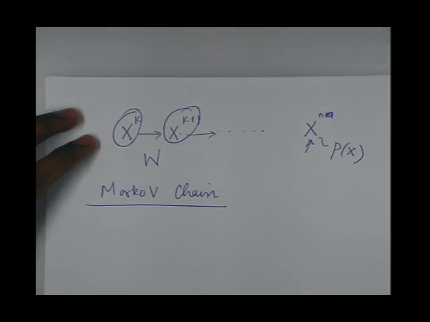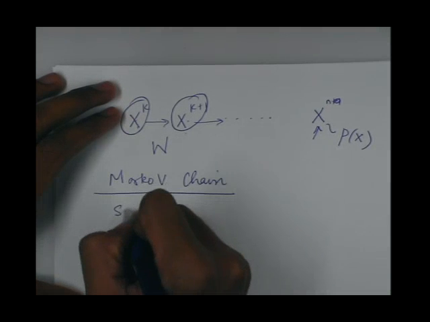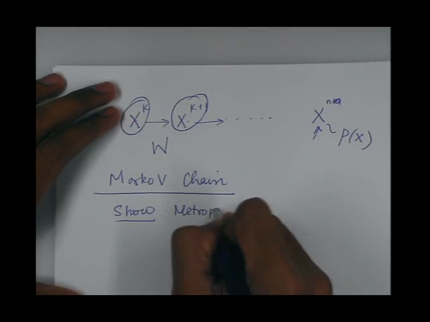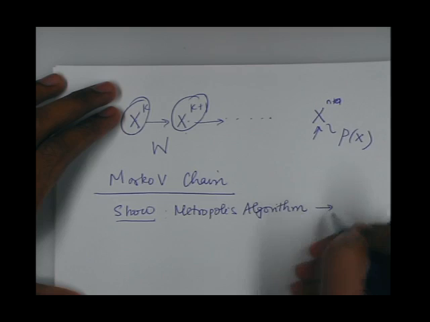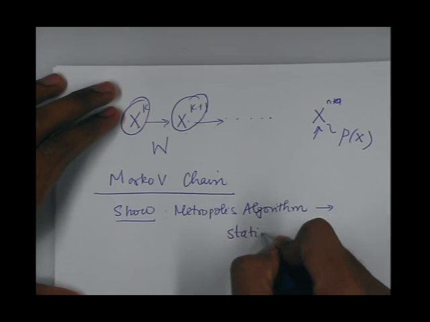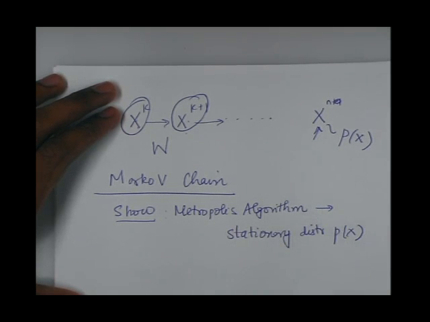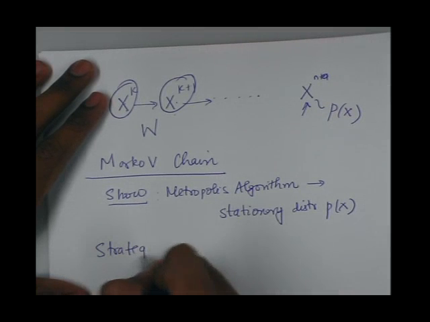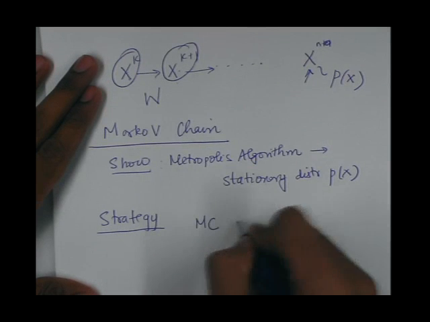Whenever we want to analyze a Markov chain and find its stationary distribution, there could be several strategies. So in this particular lesson, we're going to show that the Metropolis sampler, or the Metropolis algorithm, results in a Markov chain with stationary distribution given by the desired Gibbs distribution, right? And the strategy is going to be this. We're going to show that the Markov chain is reversible.